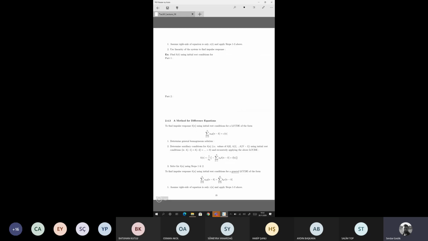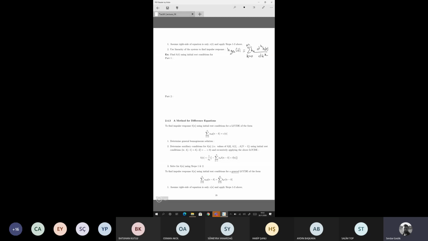Then simply you can find the general solution as this summation, k from 0 to m, b_k d^k/dt^k of h of t. So you can find the general solution. Actually, it may seem tricky, but I'm sure it will be clearer with our next example.